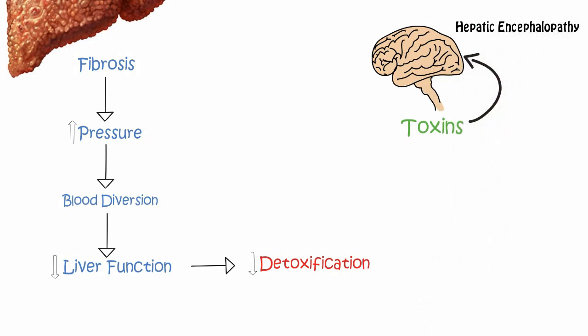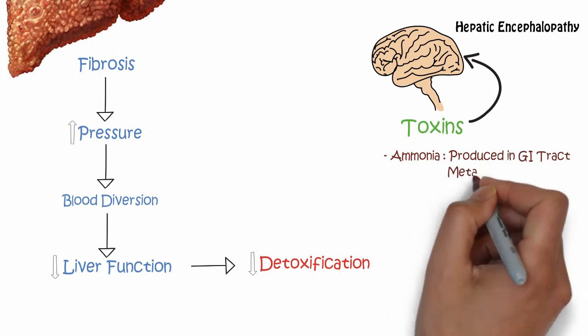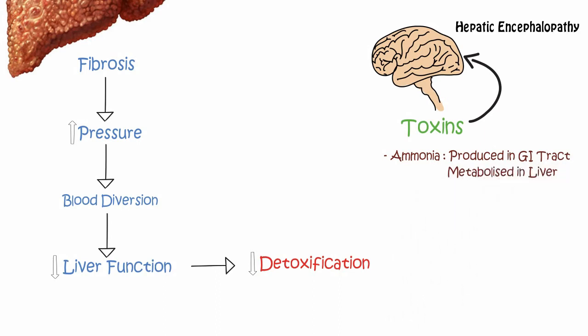Although there are several neurotoxins that are thought to contribute to the development of hepatic encephalopathy, the best understood factor is ammonia, which is produced in the GI tract, and the liver helps to prevent the mixing of ammonia in systemic circulation.